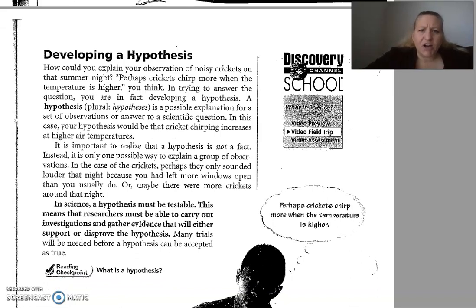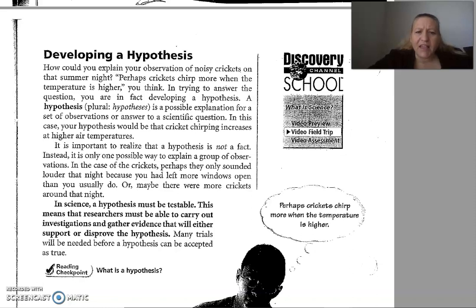How could you explain your observation of noisy crickets on that summer night? Perhaps crickets chirp more when the temperature is higher. In trying to answer the question, you are in fact developing a hypothesis. A hypothesis, or hypotheses in the plural, is a possible explanation for a set of observations or an answer to a scientific question. In this case, your hypothesis would be that cricket chirping increases at higher temperatures.